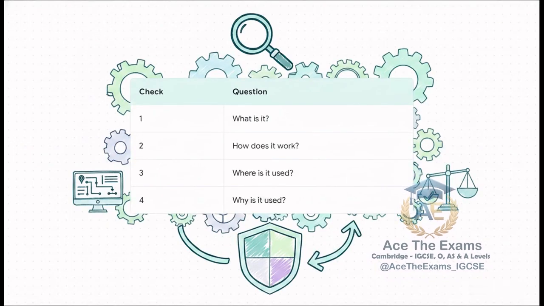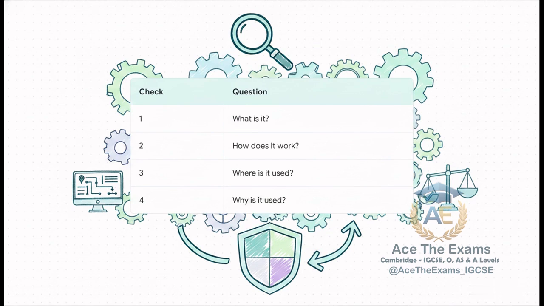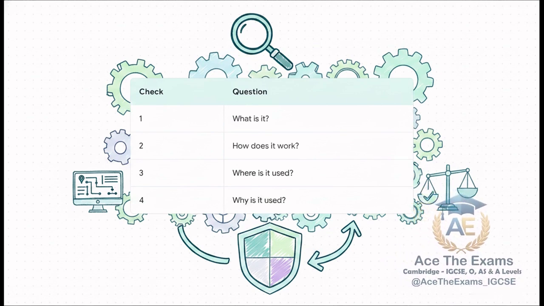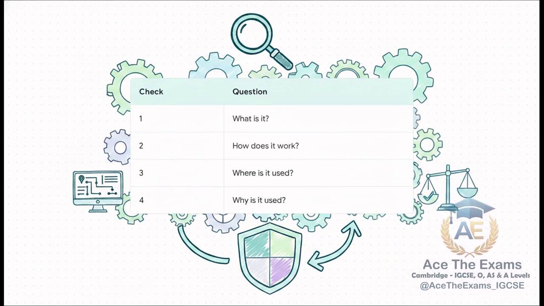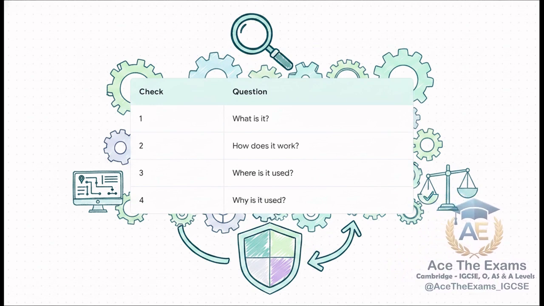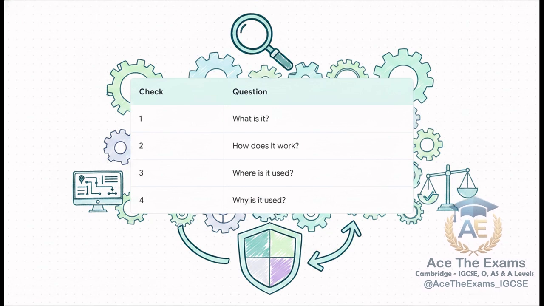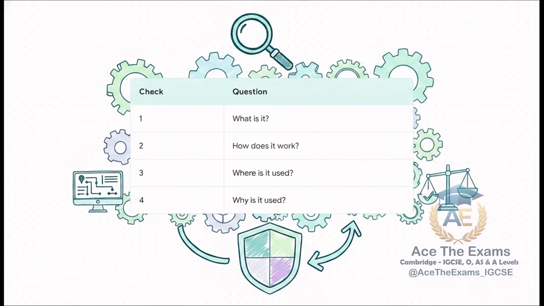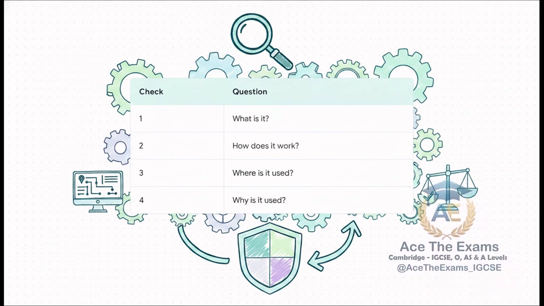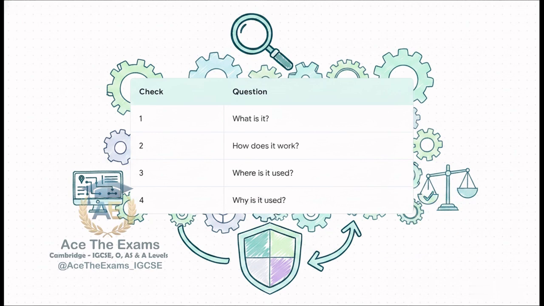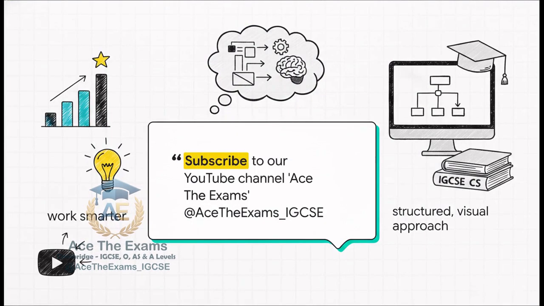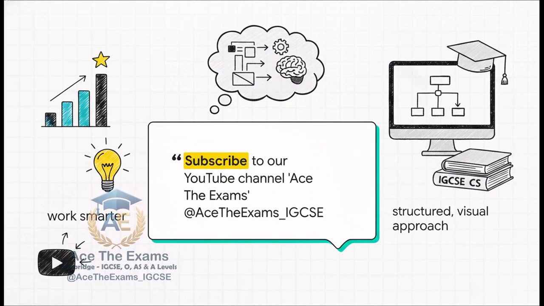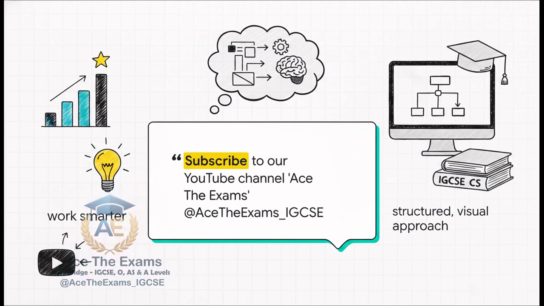So before you finish any exam question, I want you to run your written answer through this strict 4-question diagnostic check. Ask yourself, did I clearly define what it is? Did I logically explain how it works step by step? Did I explicitly state where it's used in relation to the prompt? And did I justify why it's used over an alternative? If you can confidently answer yes to all 4 of those, boom, you've engineered an airtight full-mark response. Making that leap from an average grade to top marks isn't really about working harder. It's about working smarter and understanding exactly how to communicate your knowledge.